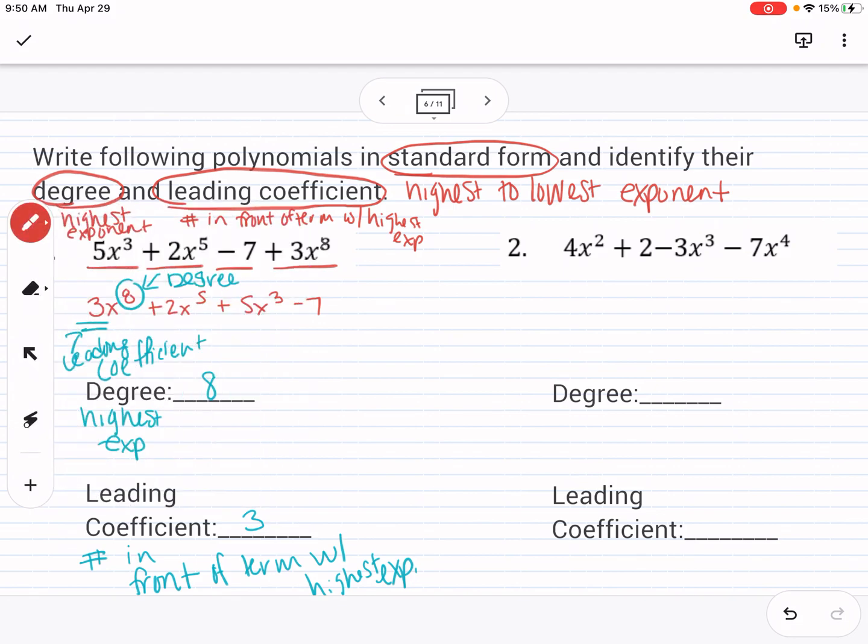Problem 2, I'm going to make it in standard form. So the highest exponent's x to the 4th. So it would be negative 7x to the 4th. Then minus 3x cubed. Then positive 4x squared. Then the constant plus 2. Here the degree would be the 4 then. That's the highest exponent. And the number in front, negative 7, would be the leading coefficient.